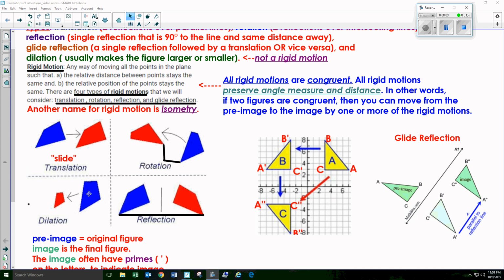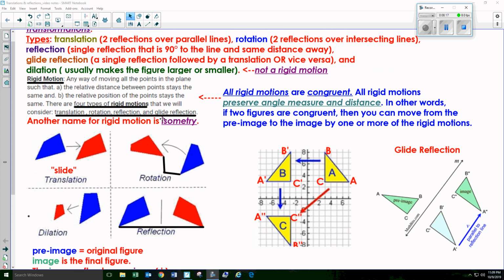So if this is the pre-image, and this is the image from blue to red, this could be half of that. Obviously not congruent. So the vast majority, 99.5% of the time or more, dilations are not congruent, and so they're not an isometry or a rigid motion. For a rigid motion or isometry, they must be congruent.